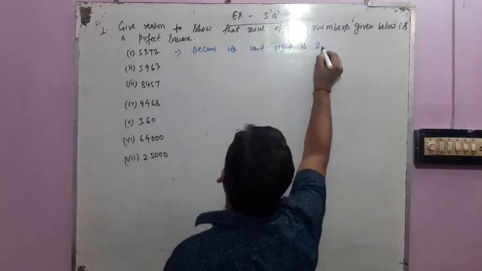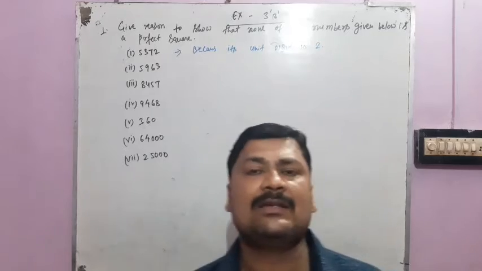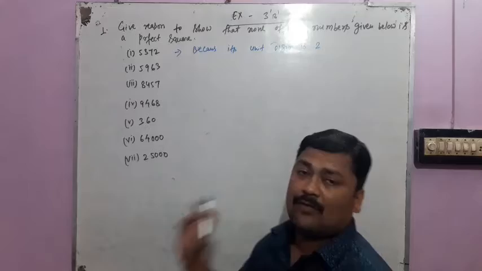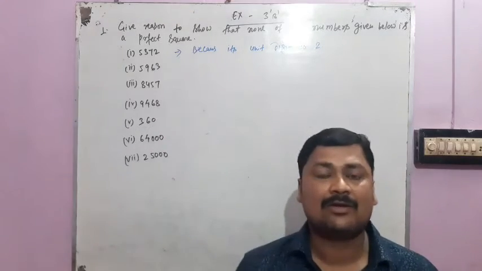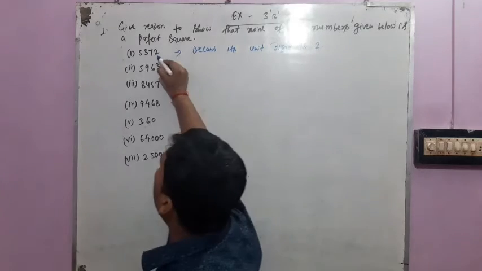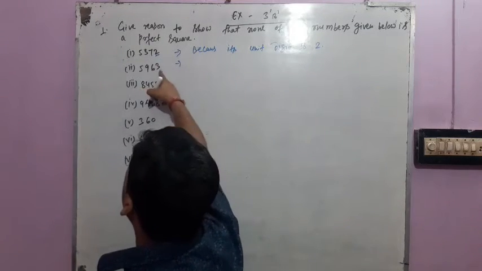2. When the unit digit of any number is 2, 3, 7 or 8, or the number of zeros at the end of any number is odd, then it is not a perfect square. So here the unit digit is 2, so it is not a perfect square. Similarly, what is the unit digit here?